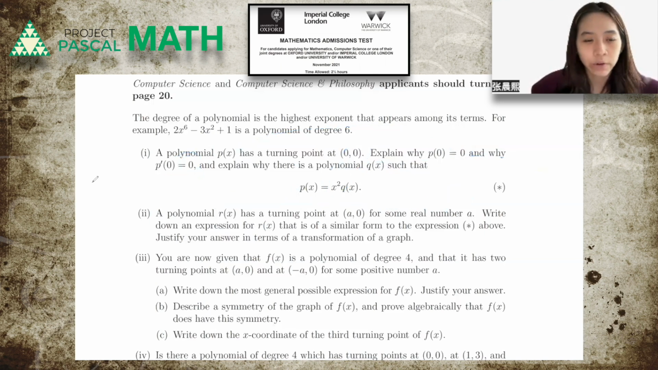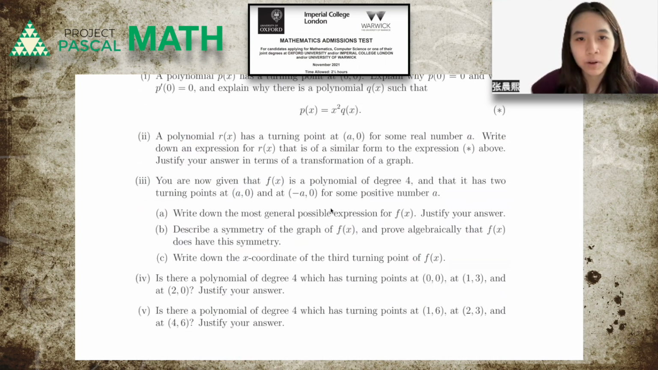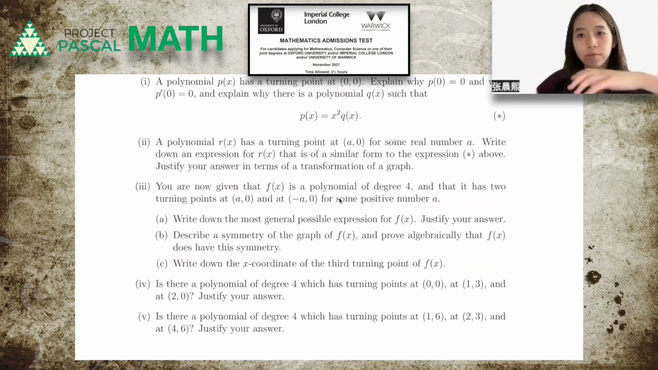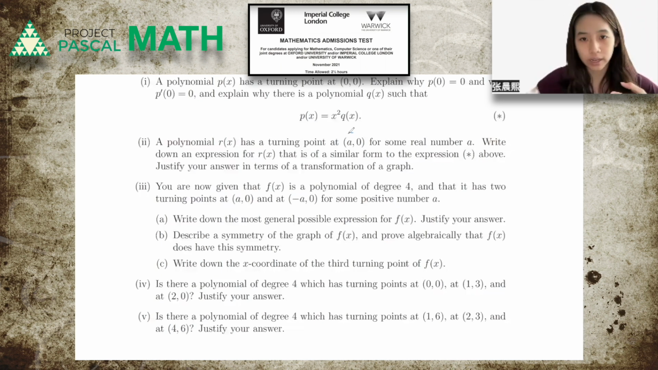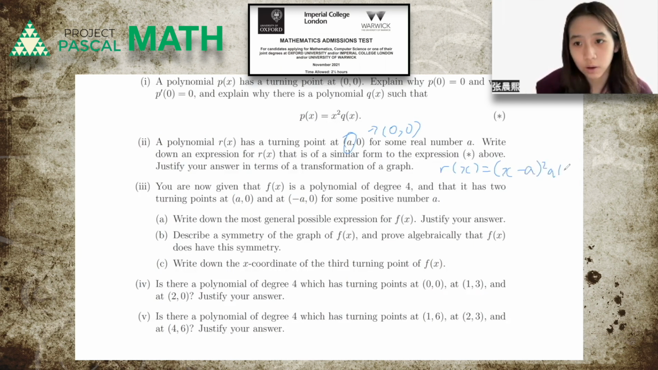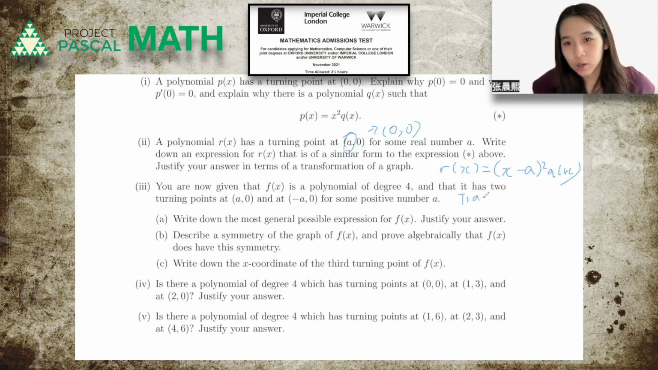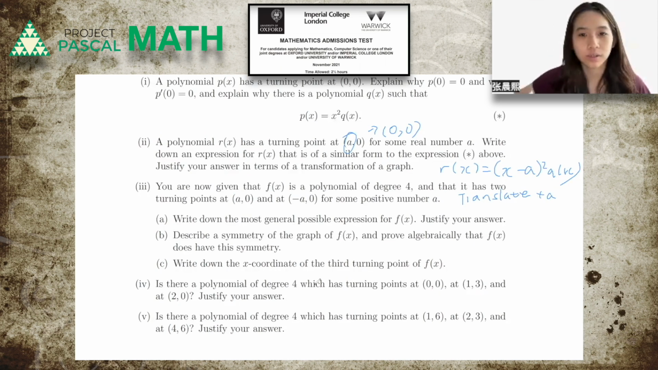Okay, now for part II, a polynomial R(x) has a turning point at (a, 0) for some a. So you can imagine that you translate it downwards until it becomes (0, 0). So it's like R(x) equals (x minus a) squared Q(x), because you translate by positive a. So you can derive.